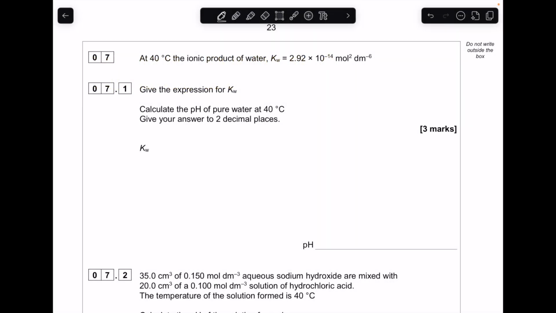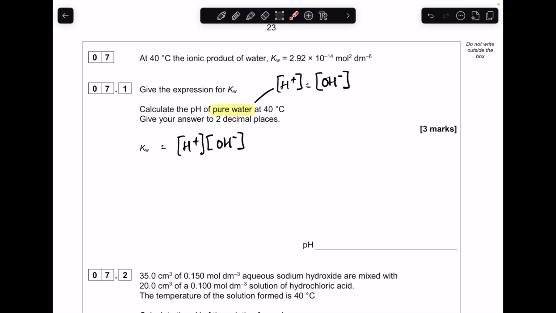Okay, so let's make a start. So number one, first thing I'm going to do is give the expression for Kw. So there it is there, Kw equals the H+ concentration multiplied by the OH- concentration. So we've got to calculate the pH of pure water at 40 degrees C.